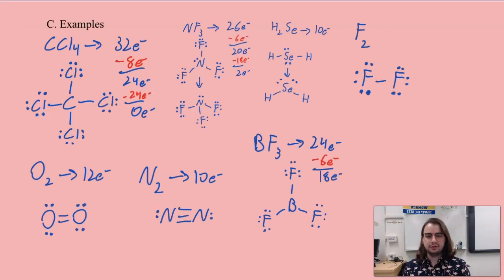All right, here we are. So this is pretty easy. Let's just label each one. I'm going to do it in a different color so we know. I'm going to label it electron geometry and molecular geometry.